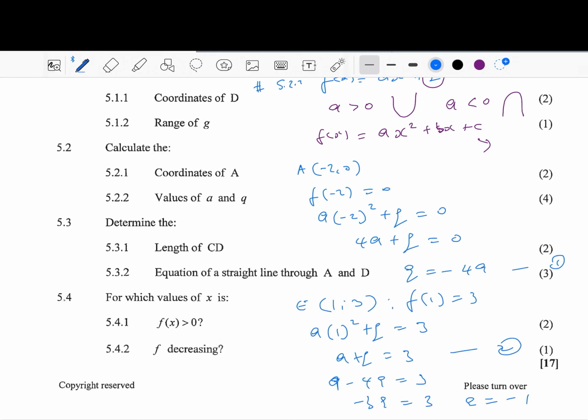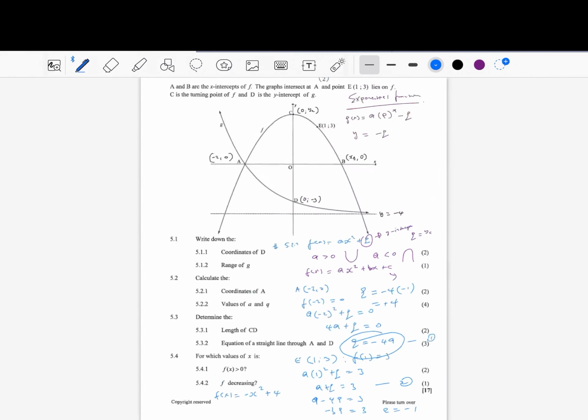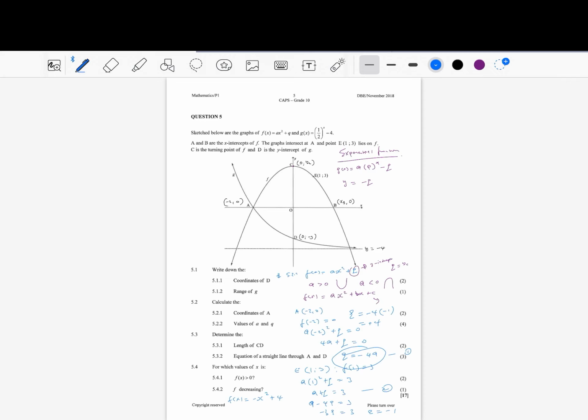Then substitute your a here. So q is equal to negative 4 times negative 1, which is equal to positive 4. So your q is positive 4. Your answer then, f of x is equal to negative x squared plus 4. And we expected a to be negative, by the way. Boom, that's your answer. Make sense?